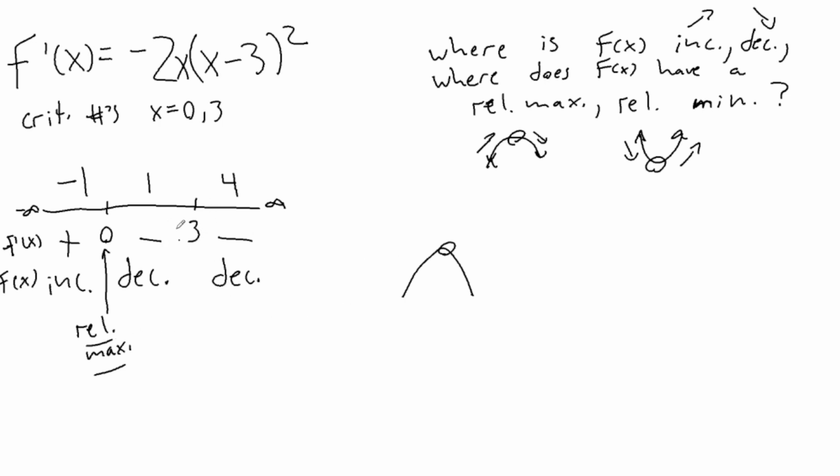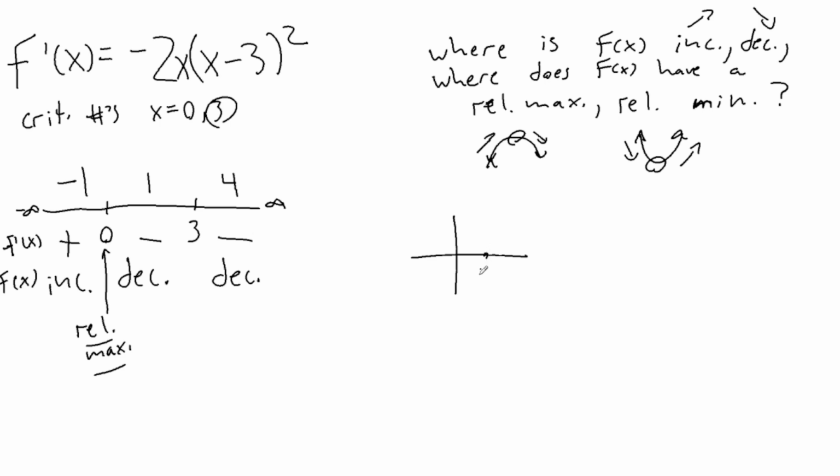Now let's go to our other critical number, 3. At 3, it goes from decreasing to decreasing. So what does that mean? What that means is that at 3, it goes down to 0, right? We know that because f prime of x equals 0 at 3, because it's a critical number.